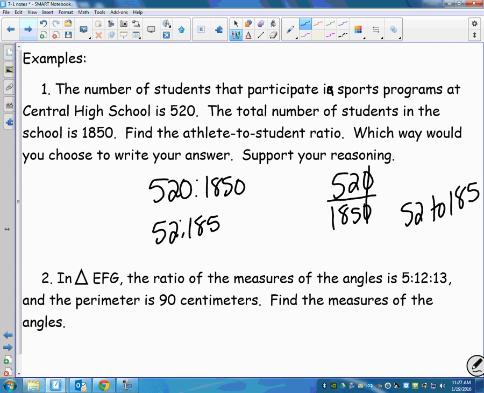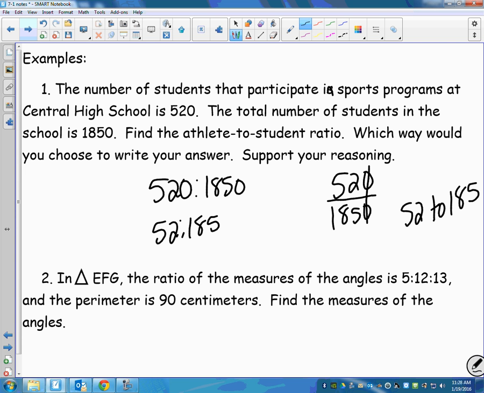Why does it make sense to reduce it? Besides the fact that it's math class and we like reducing things. I know this one we only cut some zeros out, but being able to say there are 52 athletes to 185 total students, the smaller the numbers, usually the easier we're able to compare those, and so that's why you want to take the big numbers and reduce them if you can.